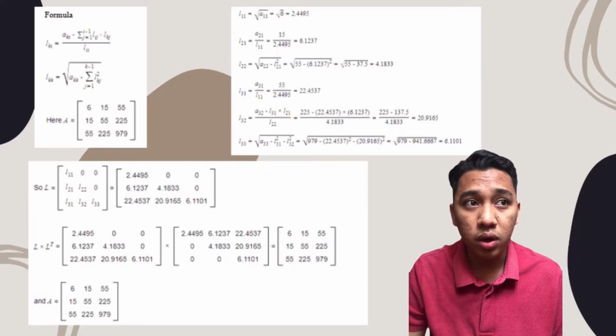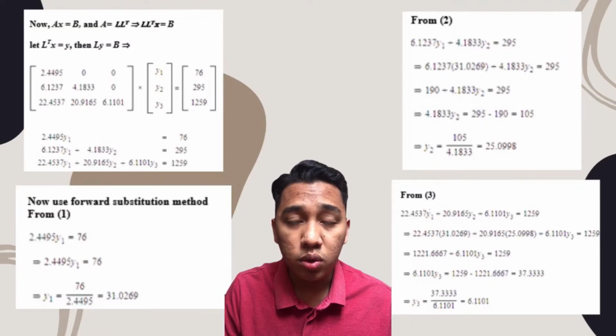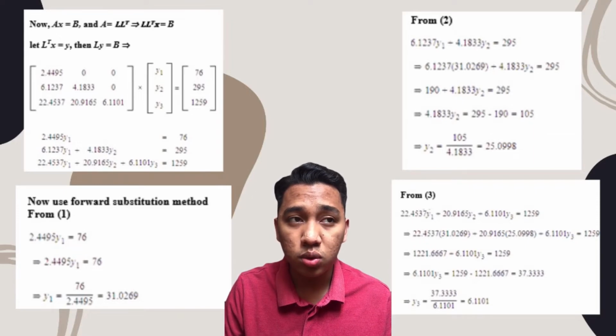Here is the formula to count the next value, and after we use the formula, we should factorize it to get the new values. Now AX equal to B and A equal to LLT. LLTX equal to B, let LTX equal to Y, then LY equal to B, and put it in the matrix form. Now use the forward substitution method.